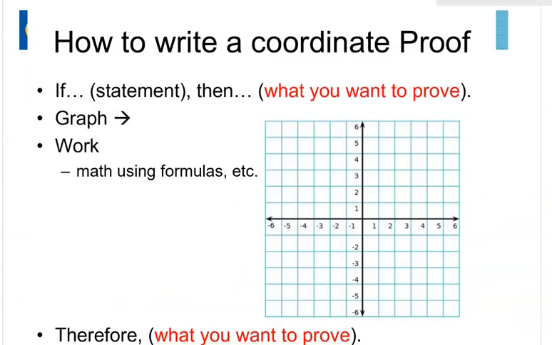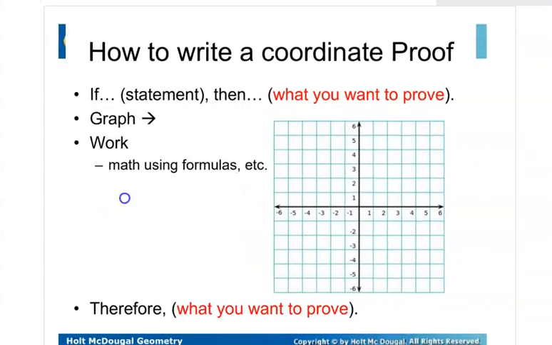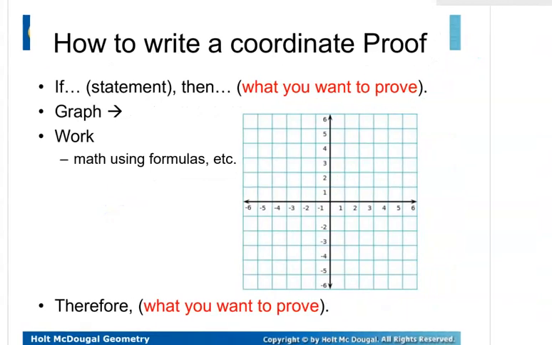Okay, so here's how to write a coordinate proof. Okay, and there will be one of these on your test, so make sure you understand it. Maybe write it on a note card. You always start with an if-then statement, and it's what you're trying to prove. So let's say we're trying to prove that a line is congruent to another line. Well, in order to prove that that line is congruent to another line, we need to show that they're the same length. So we'd probably use the distance formula.